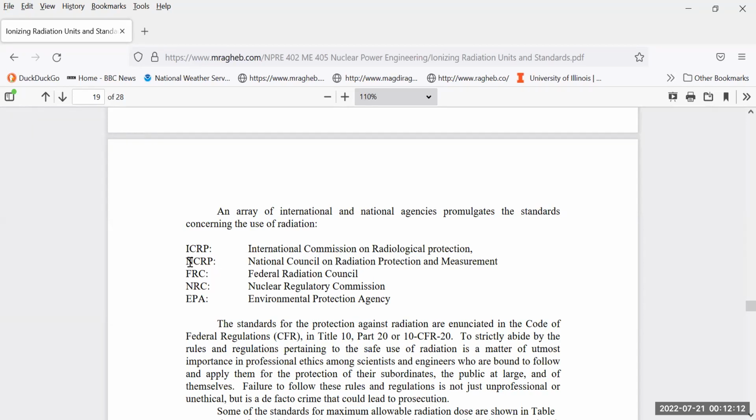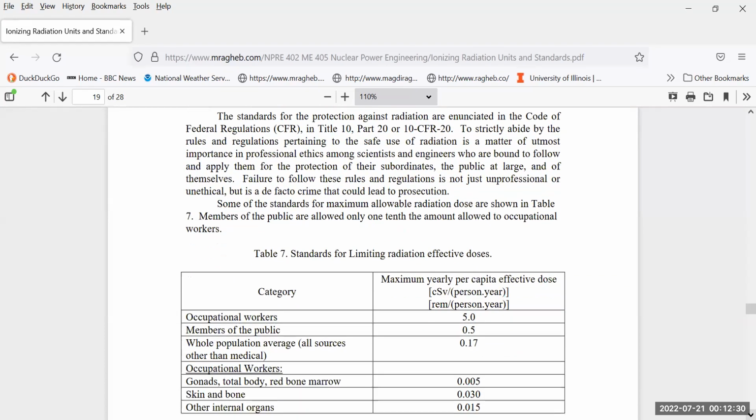In the United States, the NCRP is the National Council on Radiation Protection and Measurement, the Federal Radiation Council, FRC, the Nuclear Regulatory Commission, NRC, and the Environmental Protection Agency, EPA. The rules and the laws that pertain to the protection against radiation are written in the Code of Federal Regulations. If you go to the main library and find your way to the reference library, you'll find that the Code of Federal Regulations is another way of saying the laws of the land.